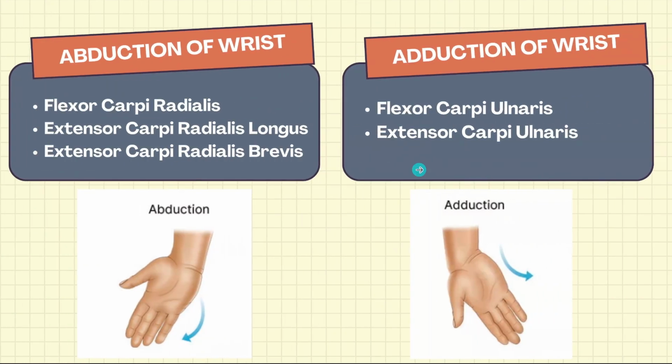Now for the abduction and adduction of the wrist, you have flexor carpi radialis, extensor carpi radialis longus and brevis. These are for the abduction of the wrist, also known as the radial deviation. For adduction of the wrist, you'll have flexor carpi ulnaris and extensor carpi ulnaris, which is for the ulnar deviation.